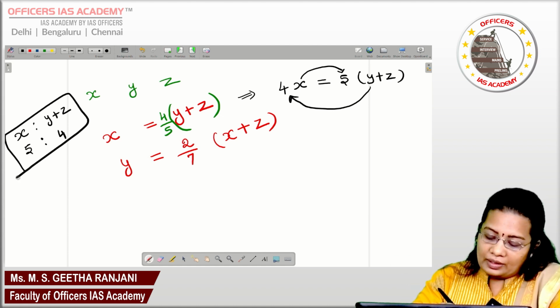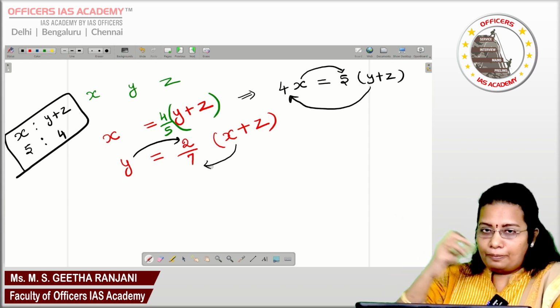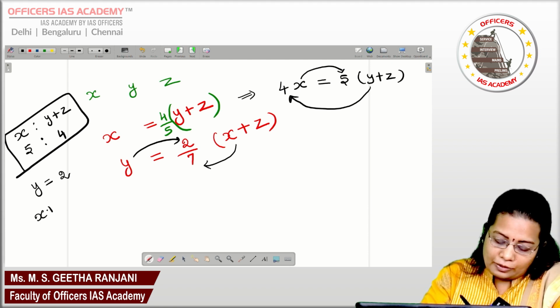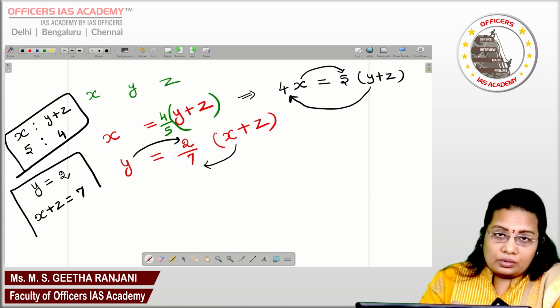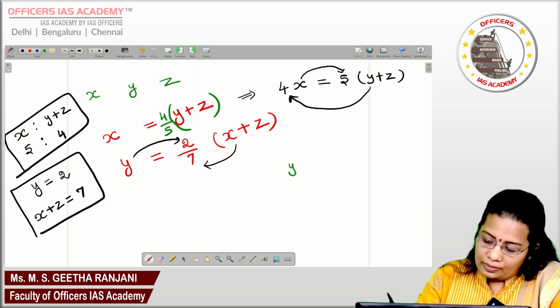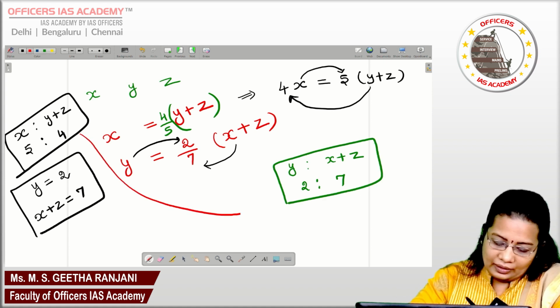What is the other part? Here we can collect directly. In the ratio classes, we have discussed these shortcut tricks. The opposite values: the coefficient we can catch, as well as the denominator too. So y is 2 and x plus z is 7. So if we come to the ratio y to x plus z, it is 2 to 7. Looking at both parts, you can gather these two parts.